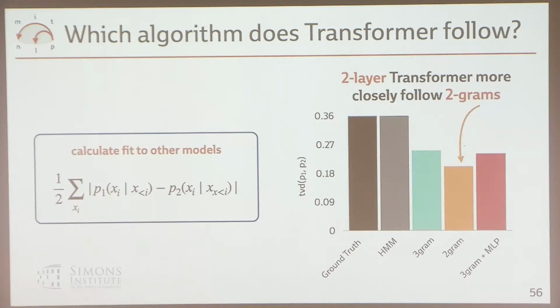Another interesting result that we find is that shallow transformers are again doing something different. If you have a two-layer transformer, what we find is it is closer to 2-gram than 3-gram. The difference is not super high, but it is still different from the actual transformer that we trained, which has 8 layers.